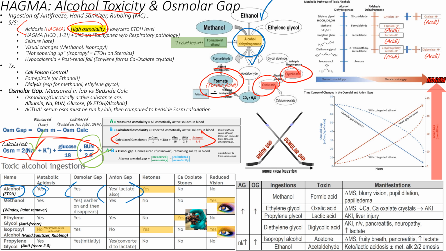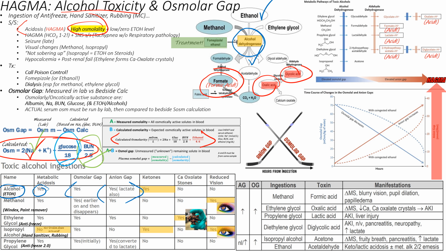What's normal glucose? Less than 180, right? If it is 180, 180 divided by 1.8 is the formula, so that's going to add 10 points. So we have 10 plus 10 plus 280, which is 300. 280 to 300 is a normal serum osm. That's a calculated serum osmolarity, right?